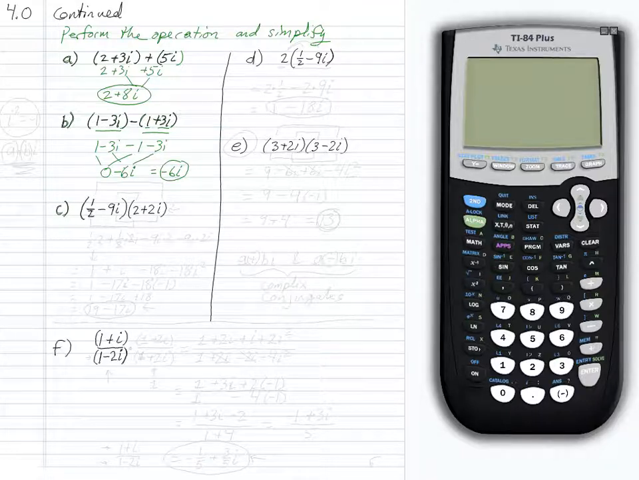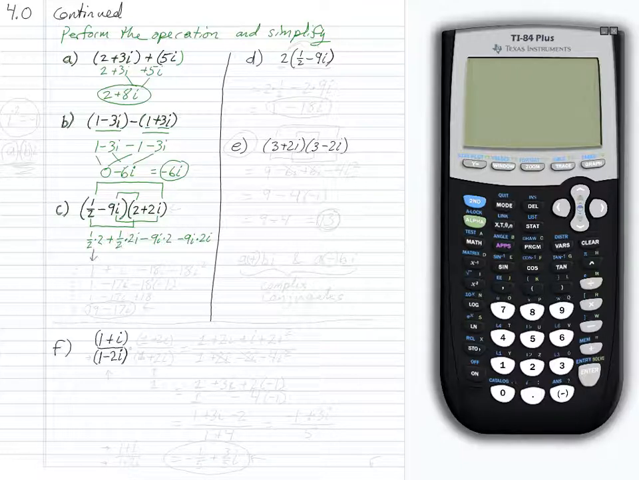Suppose we have 1/2 minus 9i, and we would like to multiply that by 2 plus 2i. Well, again, I'm treating these complex numbers kind of like they are binomials. So here I'm multiplying two binomials, and in the real numbers I would do that by FOILing. So I'll FOIL, and I get 1/2 times 2. Outside would give me plus 1/2 times 2i. Inside would give negative 9i times 2. And last would give us negative 9i times 2i.